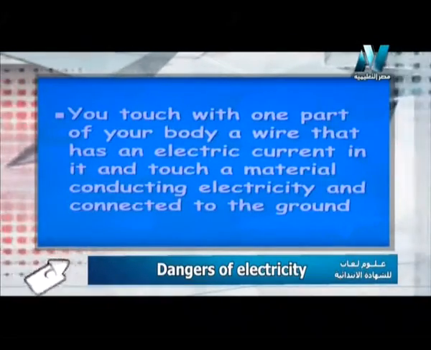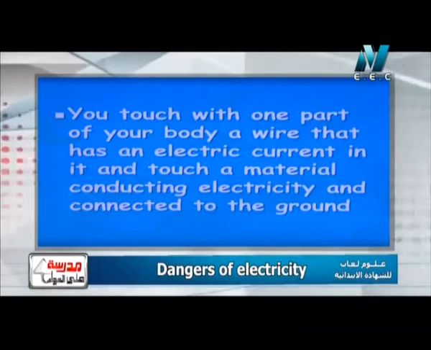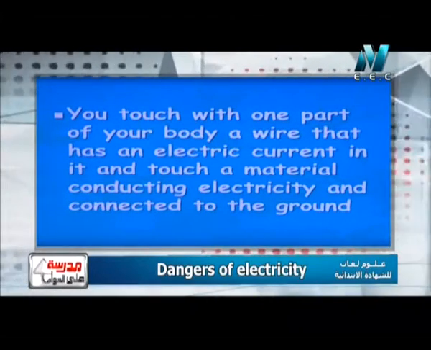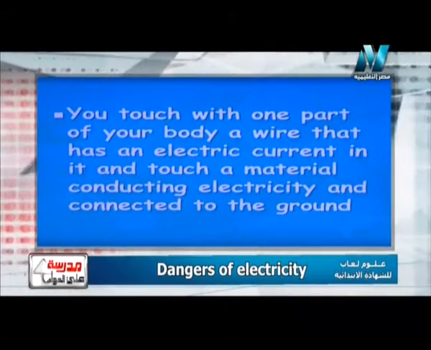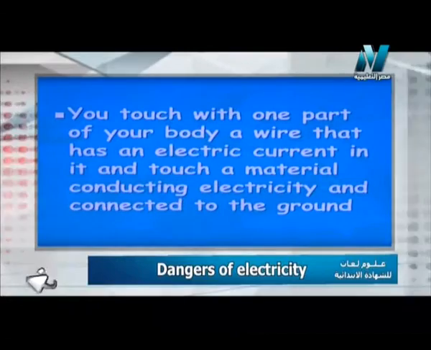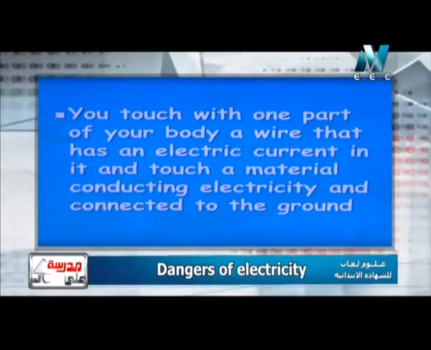Another reason: you touch with one part of your body a wire that has electric current in it and touch a material conducting electricity and connected to the ground. I may touch the electric current with one part of my body, for example your hand, and the rest of your body touches a material such as iron, copper, silver, nickel, water, the earth, or any material that conducts electricity such as another human body, and touches the ground at the same time, so it will make a complete circuit, a complete cycle, so it will cause electric shock.